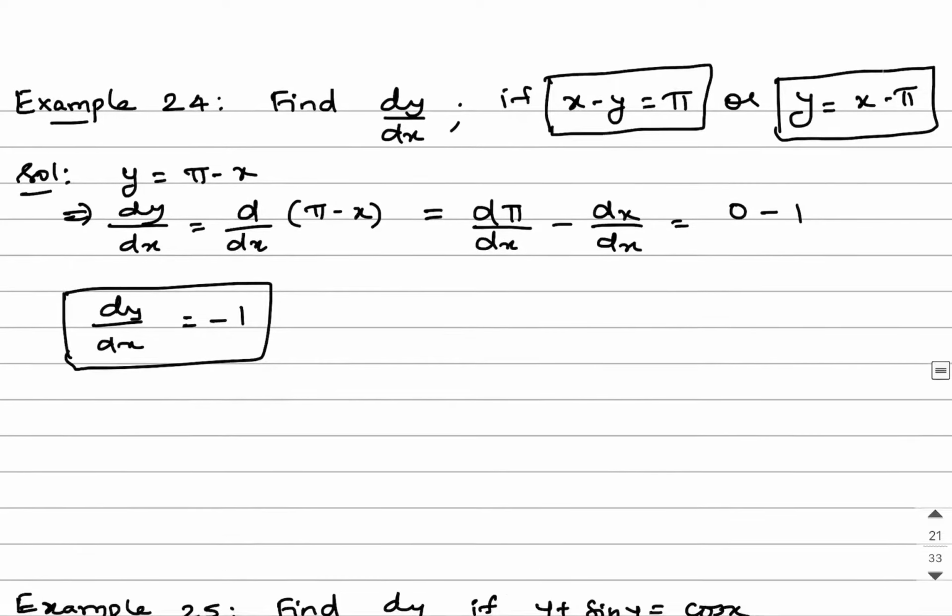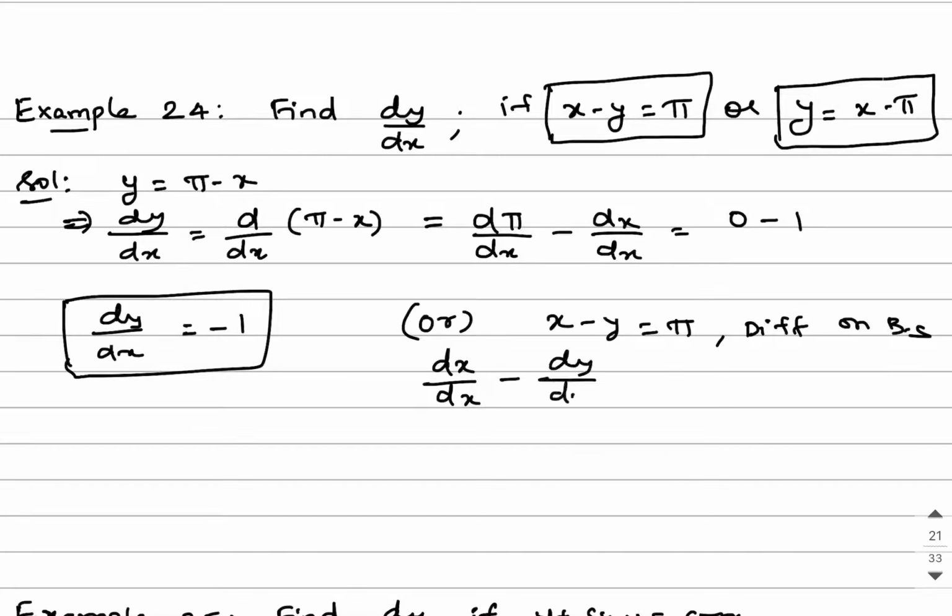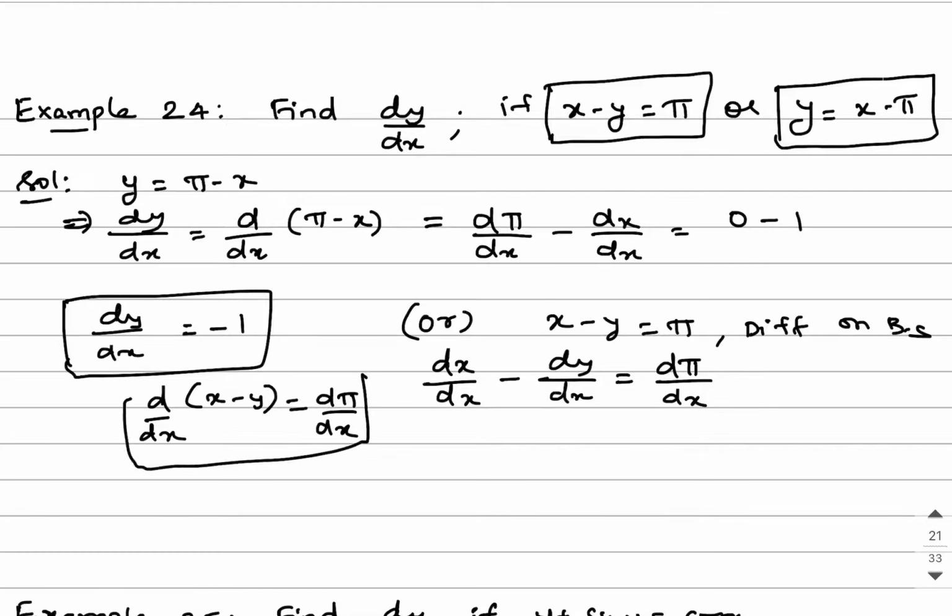Similarly, if I leave it as it is, if I treat x minus y is equal to pi and then solve, then differentiating on both sides, what do we get? dx by dx minus dy by dx is equal to derivative of pi with respect to x. So actually what I did here is I took derivative of x minus y with respect to x is equal to derivative of pi with respect to x. This is the meaning of differentiating on both sides simultaneously. So derivative of x is 1 minus dy by dx is equal to 0, which implies dy by dx is equal to 1.